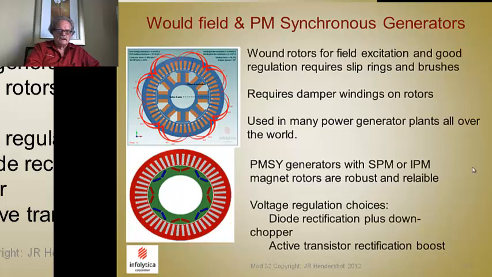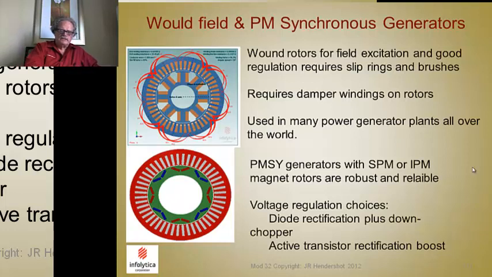So the top picture there is a picture of a wound field generator, and it consists of salient poles on the rotor that have coils wrapped around them, and those coils are powered with DC power, and it's transmitted either through a permanent magnet generator exciter called an exciter, or there's slip rings on the shaft and brush rigging that connects the DC power. The bottom picture there shows the Toyota IPM for the Prius.